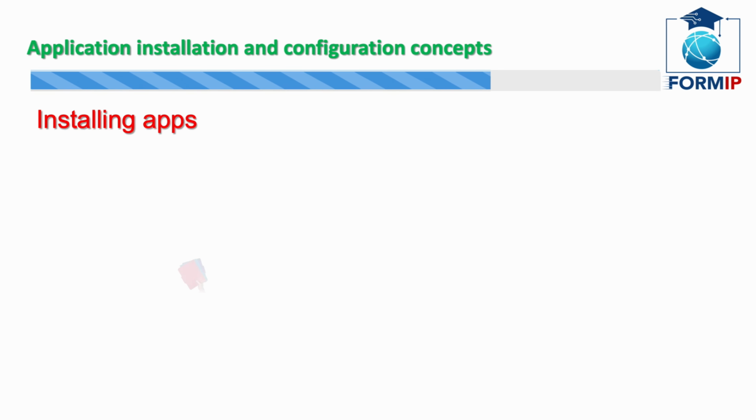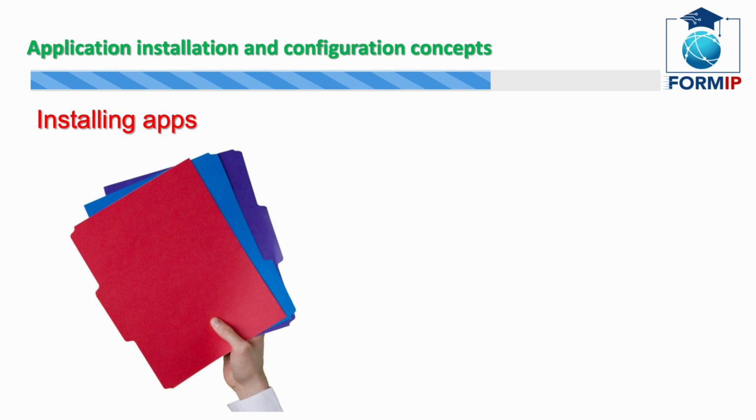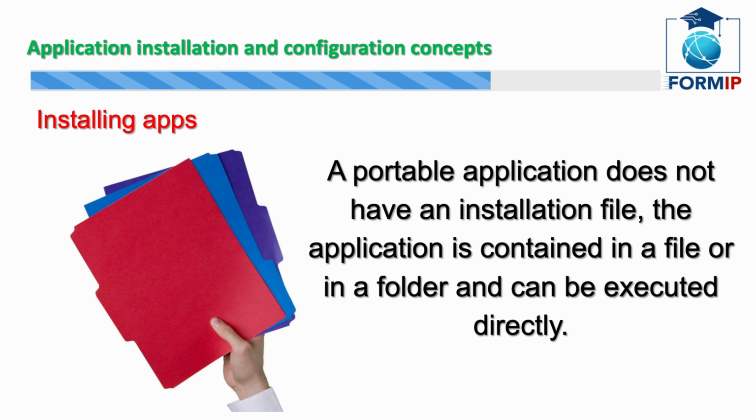Well, there's also a type of application that's portable. This means that the application can be opened directly without having to install any files on the PC. A portable application has no installation file. The application is contained in a file or folder and can be run directly.